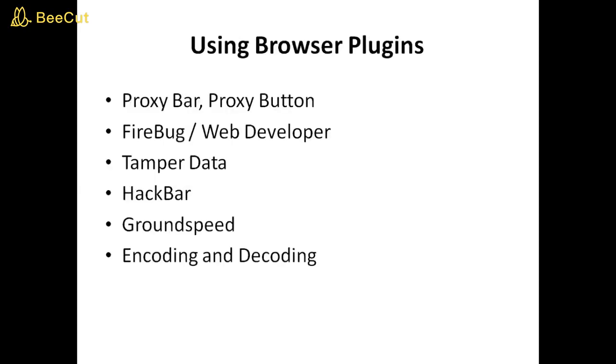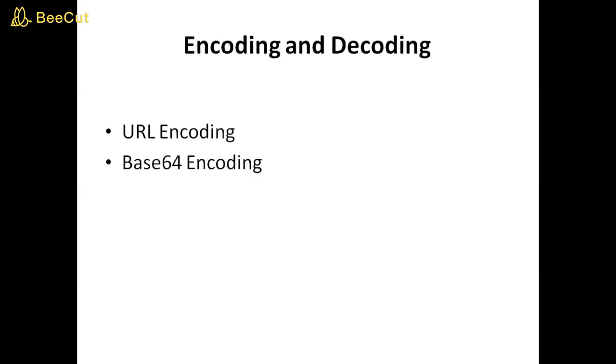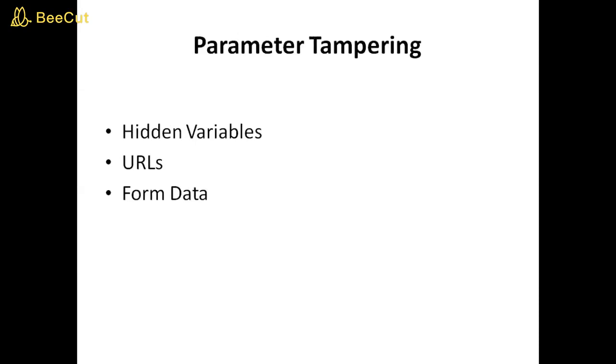Proxy tools, Firebug, Web Developer, Tamper Data, encoding and decoding. Encoding and decoding: URL encoding, base64 encoding. Parameter tampering: hidden variables, URLs, form data.